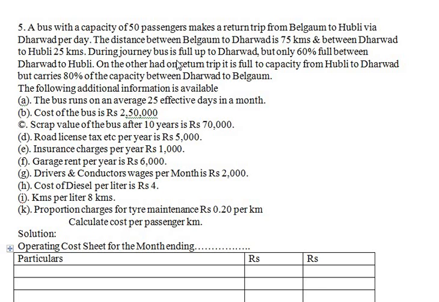During the journey, the bus is full up to Dharwad but only 60% full between Dharwad to Hubli. On the other hand, on the return trip, it is full to capacity from Hubli to Dharwad but carries 80% of the capacity between Dharwad to Belgaum. The following additional information is available. The bus runs on an average 25 effective days in a month.